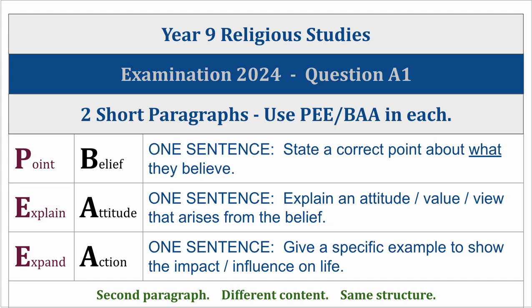And you might be wondering, well, why do I mention both PEE and BAA? And the answer is because they amount to the same thing in this context. So the point for the P is stating the belief, right? The explanation is giving an attitude that would arise from that belief, and the expand would be, again, an action that would follow from that belief and attitude. The second paragraph would be basically the same thing and the same structure, but just with different information.